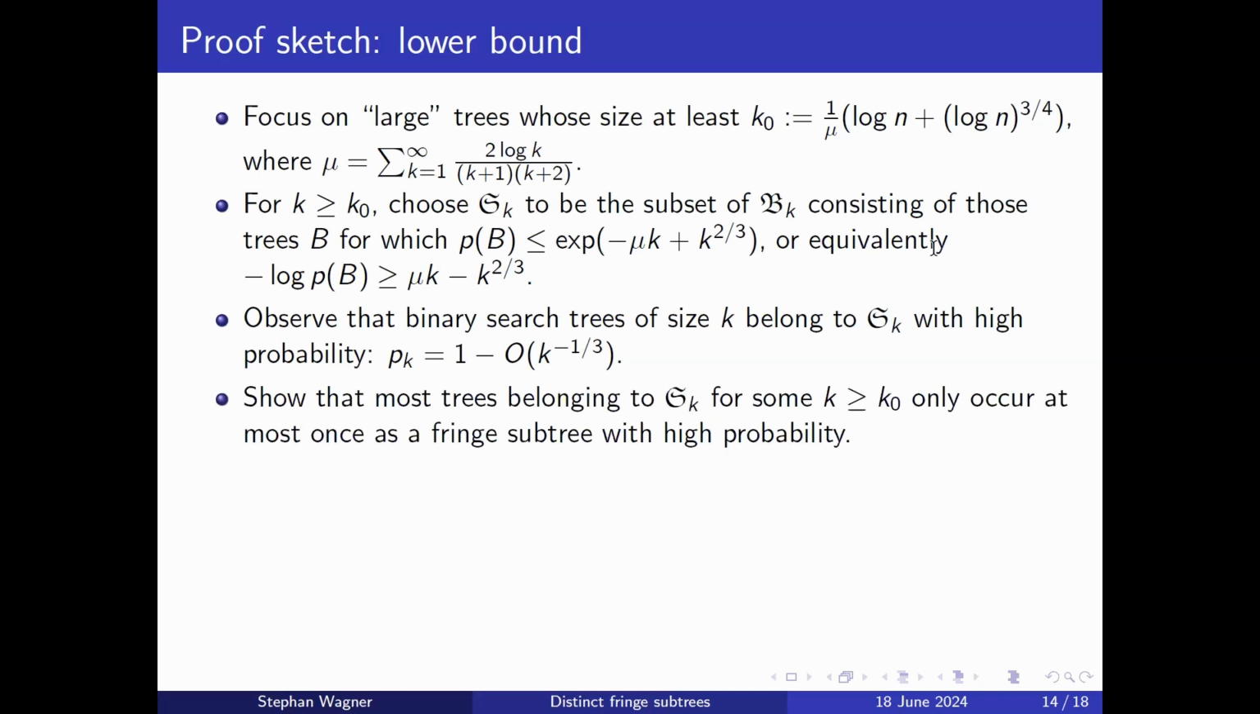And then what you do is you show that most trees that belong to this Sk can only occur at most once as a fringe subtree, and that holds with high probability for all of them.